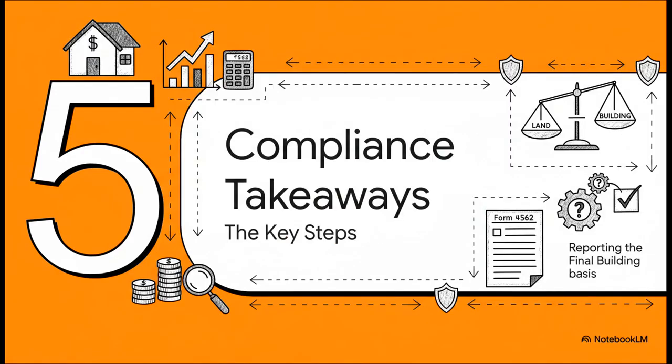So let's just quickly recap the key steps for compliance. First, you have to precisely categorize all your closing costs, no lumping them together. Second, you must use a defensible method to value and subtract the land. Third, if it's a conversion, you absolutely have to apply that lesser of rule correctly. And finally, you have to report that final building basis accurately on Form 4562.